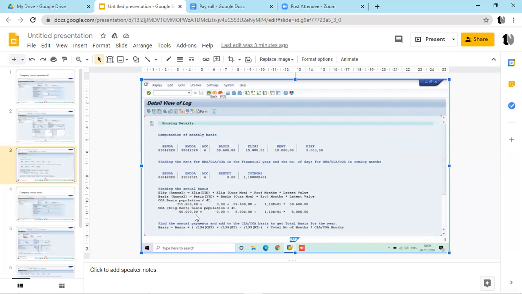Eligibility is 15,000 and rent is 10,000, so the difference is positive 5,000. If it were the other way around, if eligibility were 10,000 and rent were more, then it would have been a negative difference. In the case of CLA, you can manipulate both the figures.